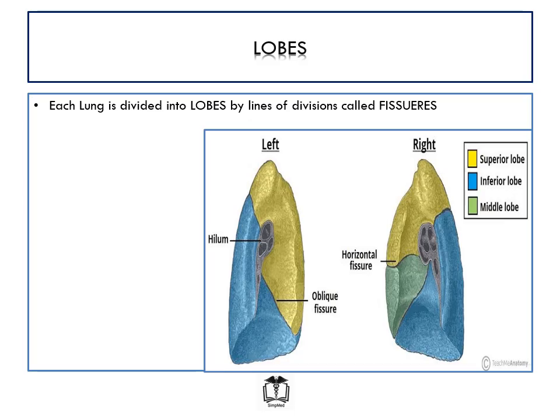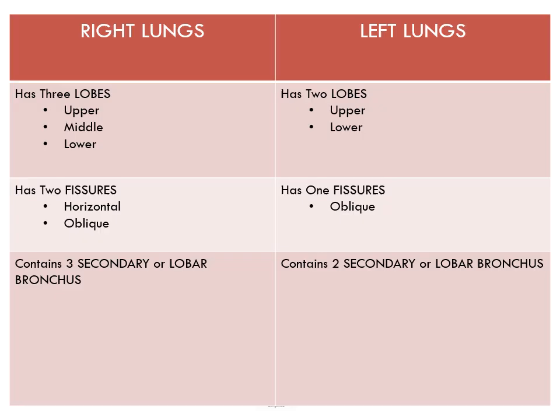Let's talk about the lobes of the lung. Each lung tends to be divided into lobes. This division is made possible by spaces that exist between the lobes known as fissures. So we have one of the lungs, maybe the right lung, having multiple fissures and dividing that lung into different lobes. Same thing with the left lung.